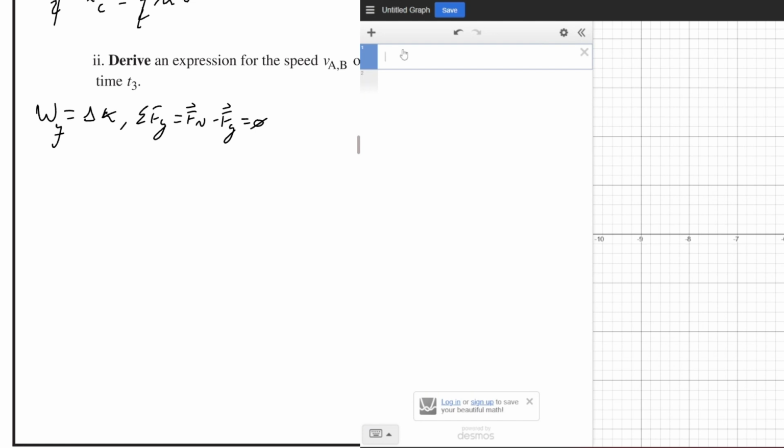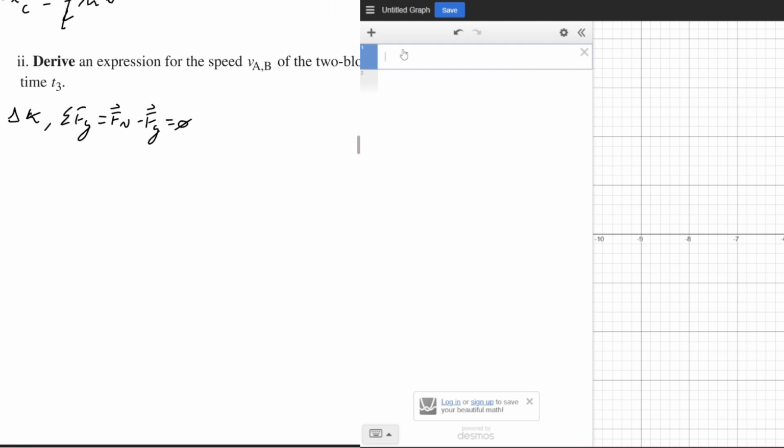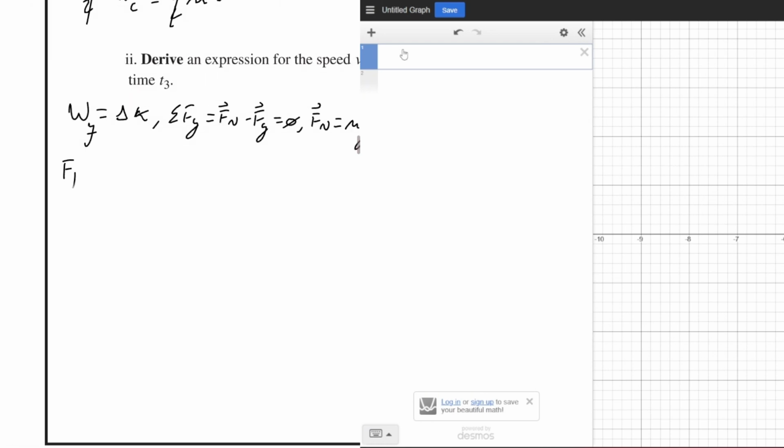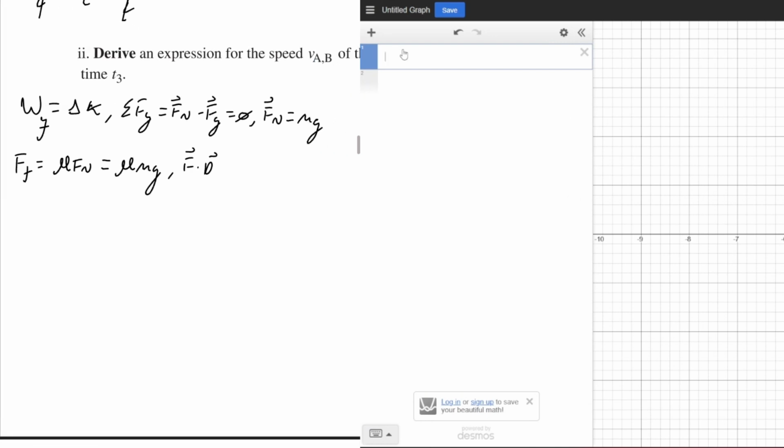But yeah, the sum of forces on y: Fn minus Fg equals 0. Fn must equal Fg, which is mg. Great. The force of friction is equal to mu Fn, and since I know Fn is mg, I'll say that's mu mg. Done, right? So now work is F dot d, yielding F friction times the distance d cos theta between the two.